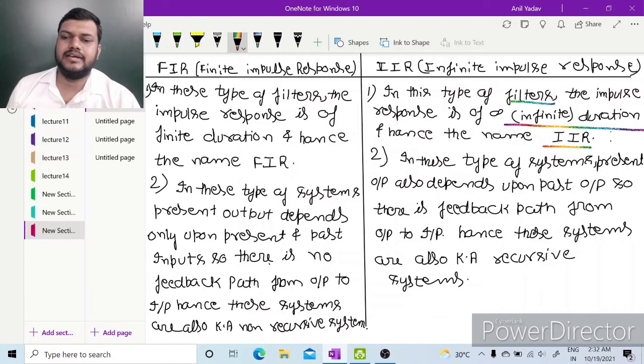In FIR type of systems, present output depends only upon present and past inputs, so there is no feedback path from output to input, hence these systems are also known as non-recursive systems. In infinite impulse response type of systems, present output also depends upon past output, so there is a feedback path from output to input, hence these systems are also known as recursive systems.